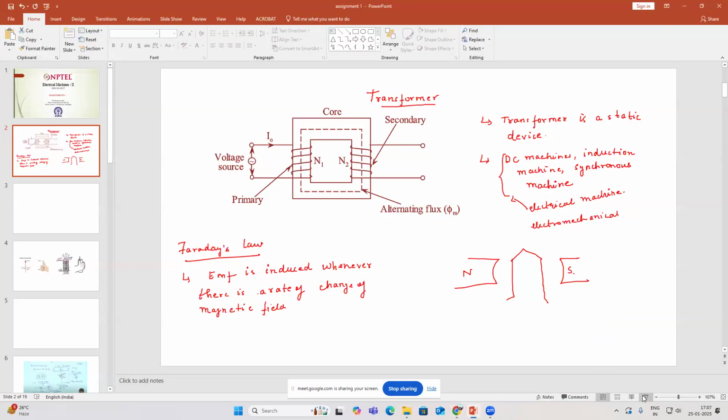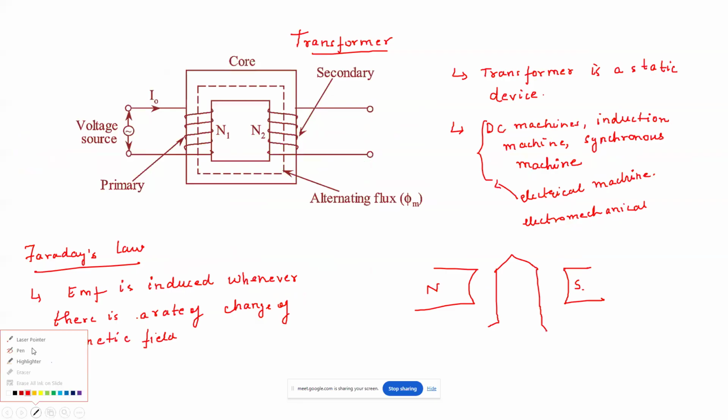So as I was saying, here what we have is a transformer. A transformer is a static device because it does not have any rotating parts. We will see that in most of the machines, DC machines, induction machines, synchronous machines, when they're acting as a generator, there has to be EMF induced. For a generator, what should happen? There has to be EMF induced.